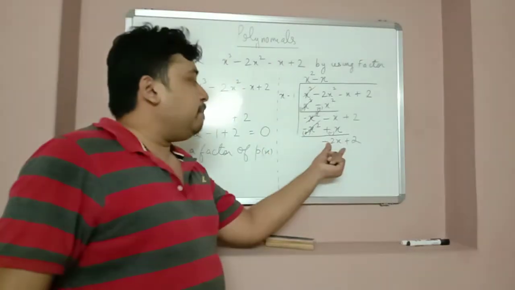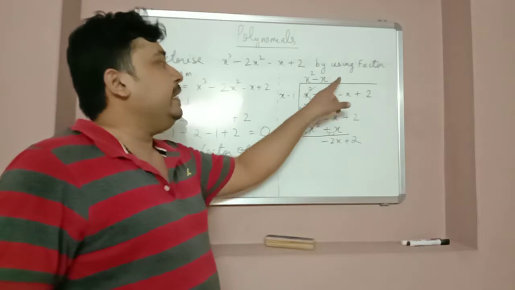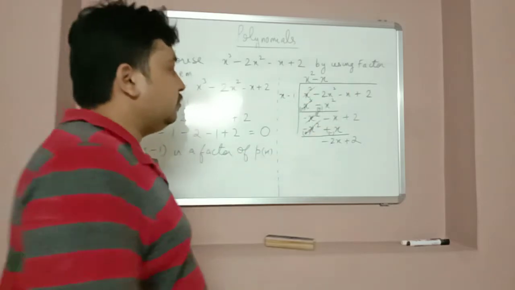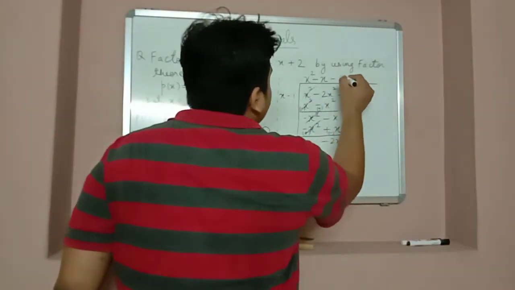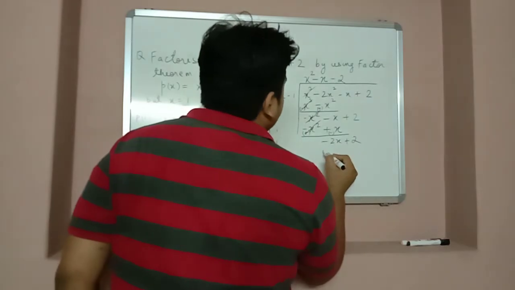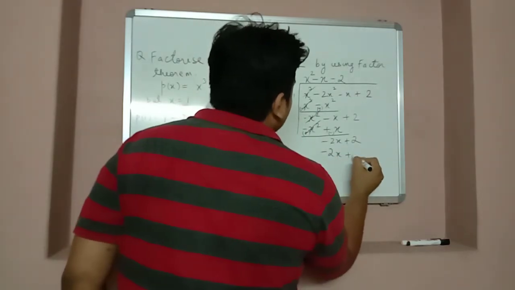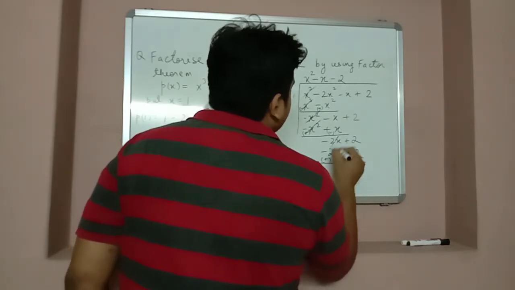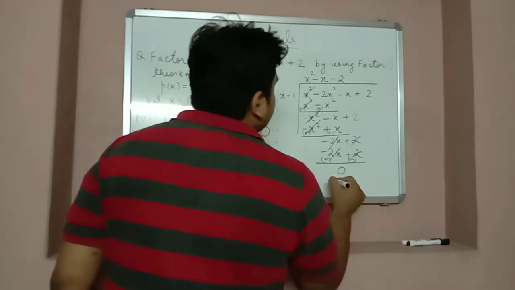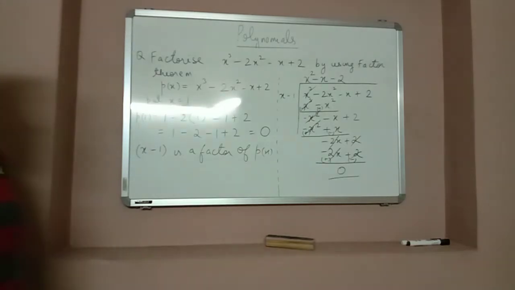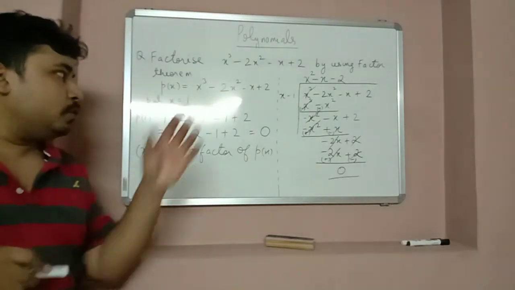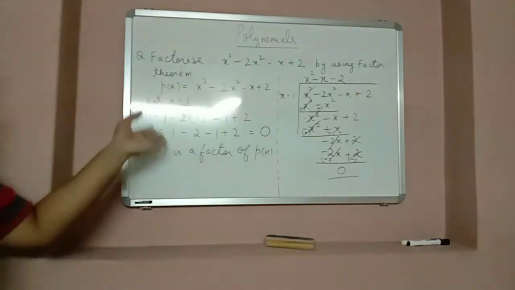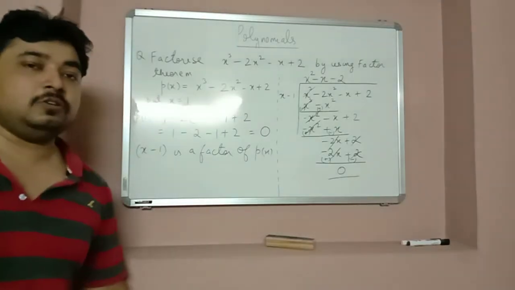Now in order to make minus 2x from x, I need a minus 2 here. So we'll do a minus 2 here. I'll get minus 2x plus 2. And of course the remainder will be 0. As you can see, all the terms get cancelled. Now please note down, I'll rub the left hand side in order to complete this solution.